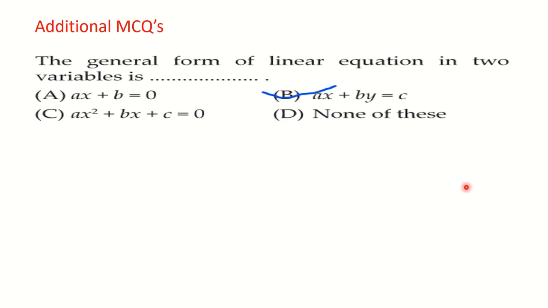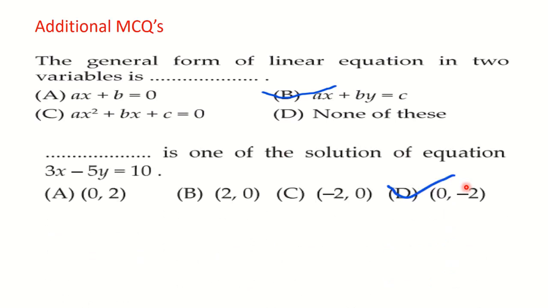I am going towards the next question now. Second one. Dash is one of the solutions of the equation 3x minus 5y is equal to 10. So here you can solve it by the trial and error method. That means here you are provided with ordered pairs. So you go and substitute the values here. See, like the first one, in place of x you are going to write 0 and in place of y you are going to write 2.